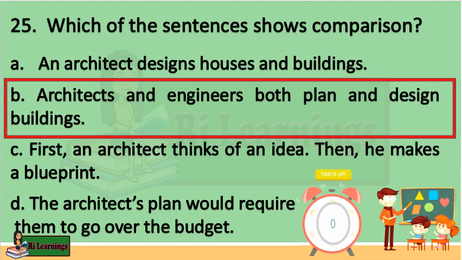The correct answer is B. Architects and engineers both plan and design buildings. Explanation: comparison highlights similarities between two or more things. Sentence B shows that both architects and engineers share a common role in planning and designing buildings.